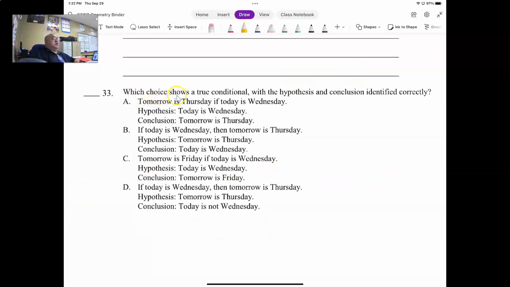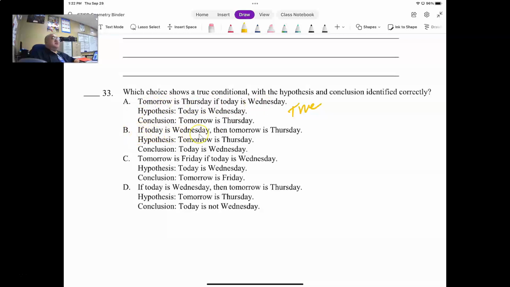Which choice shows a true conditional with the hypothesis and conclusion identified correctly? Tomorrow is Thursday if today is Wednesday. Hypothesis: today is Wednesday; conclusion: tomorrow is Thursday. I want to say that's right, because that part is the conclusion and that is the hypothesis. So I'm going to say this is true. Let's go ahead and see the other ones.